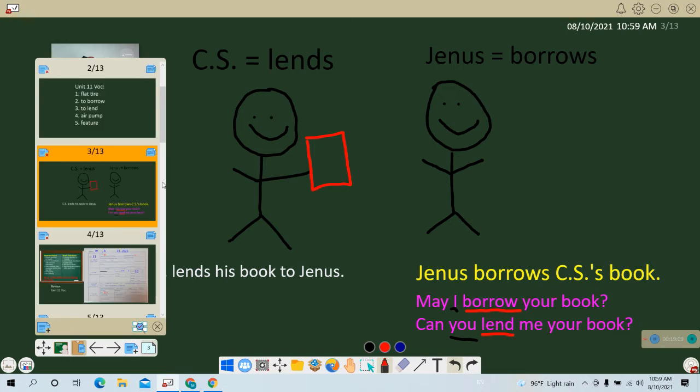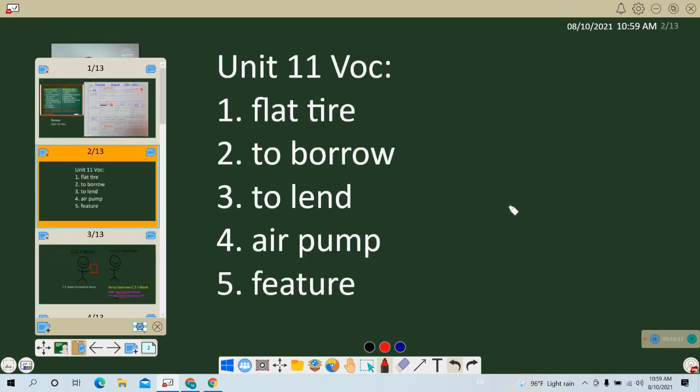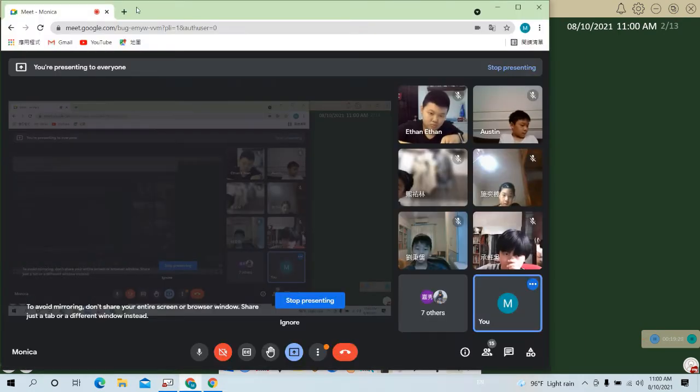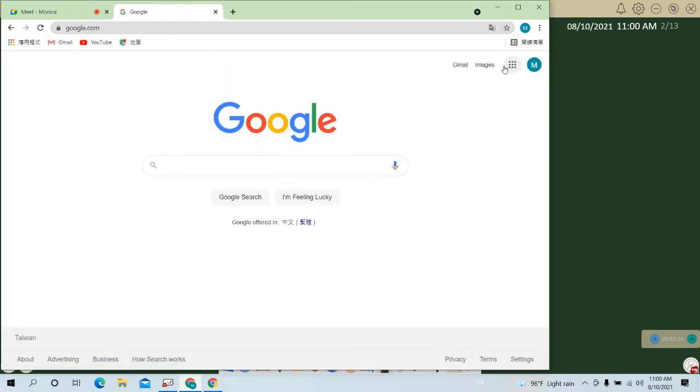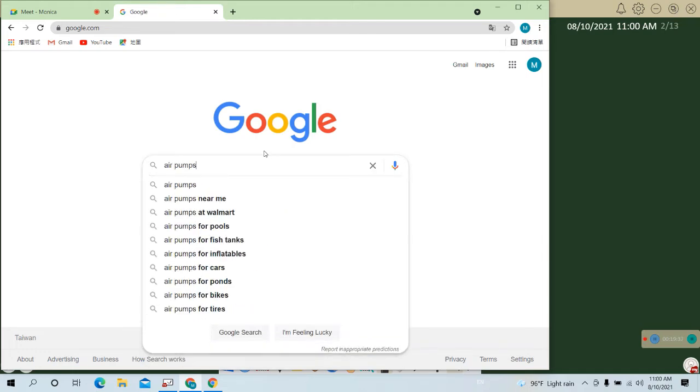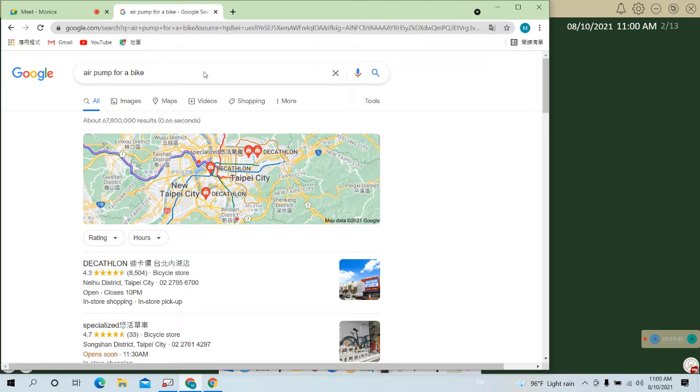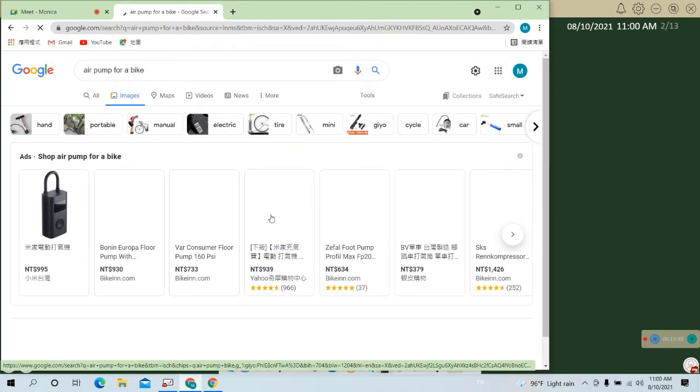So, now that we're finished with lend and borrow, let's go to number 4, air pump. What is air pump? When you have a flat tire, you can use an air pump. Okay, and it can put some air back into the tire. So there are different kinds of air pumps. If we're talking about an air pump for a bike, it would be a smaller one.